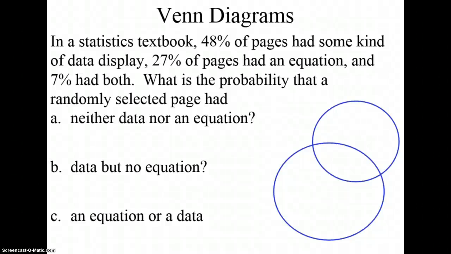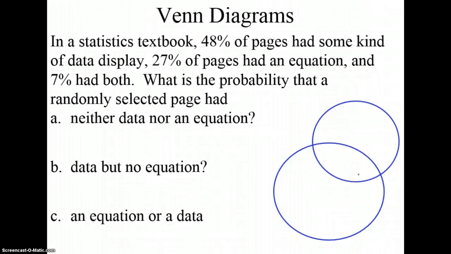All right, AP Stats. Today we're going to look at Venn diagrams as a way to calculate some probabilities. It's just a way to organize the data for you. Hopefully you're familiar with Venn diagrams. Each circle has its own group of values or information, and where they overlap, that is the overlap of information. So here we have a statistics textbook.